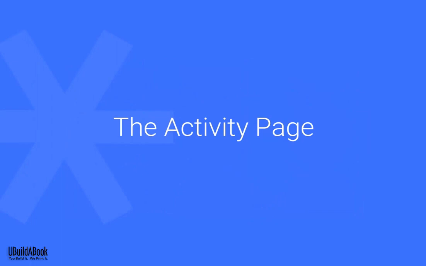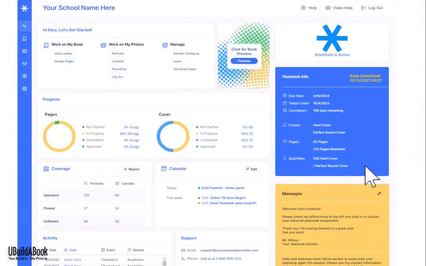And when we log in, the first page that we always see is the activity page. I also refer to this as the main dashboard in the software because that's really what it is. This is what everybody sees when you log in, and it's a jumping off point for all of the other functionality in the software. So let's just walk through this page from top to bottom.